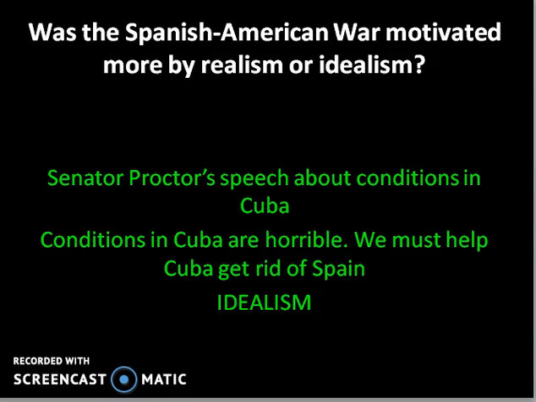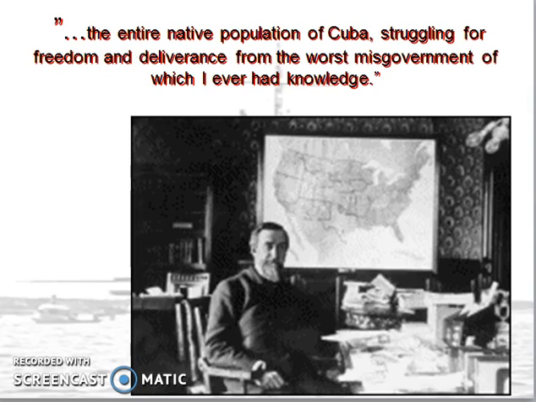In response to that, a senator from Maine, I believe, whose name was Proctor, will go to Cuba to investigate the situation there, and he's going to come back and give a speech on the floor of the Senate. In that speech, he's going to talk about how horrible the conditions in Cuba are, and he's going to prod the United States to maybe do something about it. Therefore, it's idealism, because we're trying to spread rights and democracy to the people of Cuba, and really not acting out of self-interest. There's a picture of him, and famously in his speech, he wraps it up with the entire native population of Cuba struggling for freedom and deliverance from the worst misgovernment of which I ever had knowledge. Basically, he said there's been no government as bad as what Spain has.